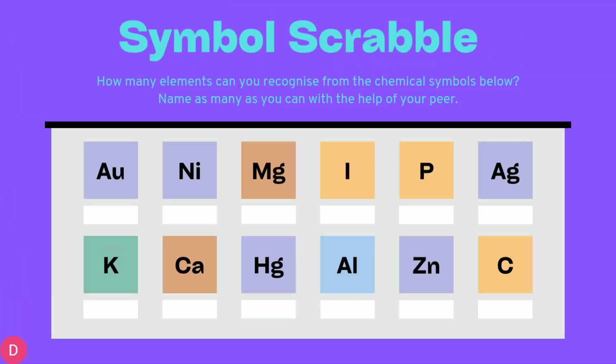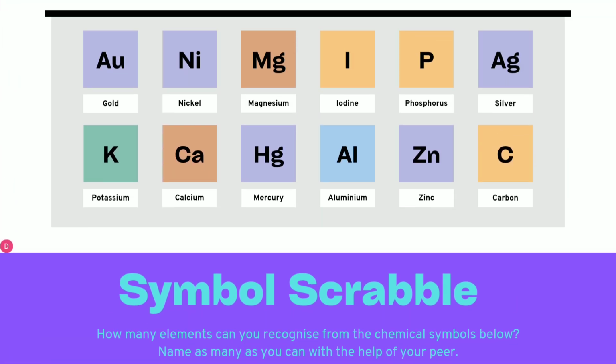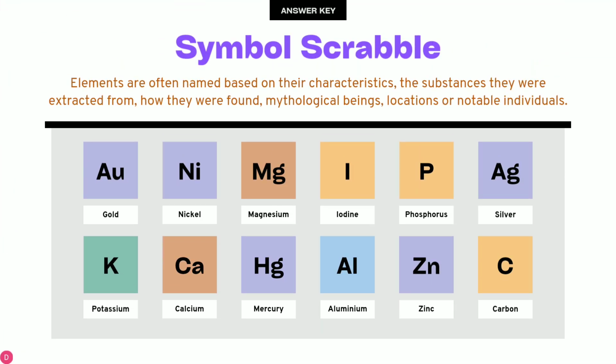Symbol Scramble. How many elements can you recognize from the chemical symbols below? Name as many as you can with the help of your peer. Answer key. Elements are often named based on their characteristics, the substances they were extracted from, how they were found, locations, or notable individuals.